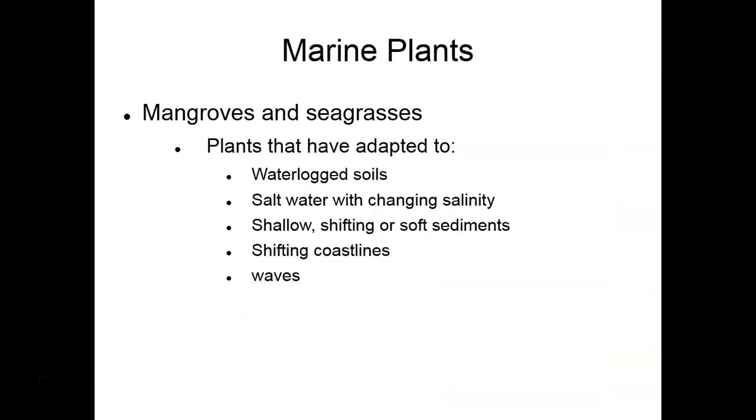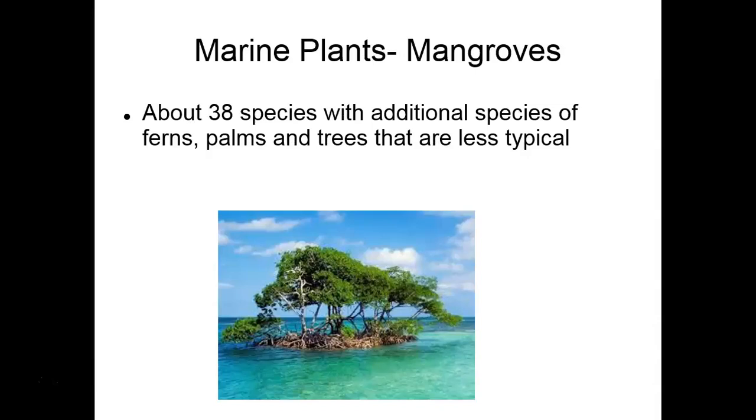There are also other photosynthesizing organisms in the ocean that are a smaller extent of productivity, but still important. Those marine plants include mangroves and seagrasses. And these are plants that have adapted to having waterlogged soils. They've adapted to changing salinity levels. Like, most plants can't live in salt water at all. They've adapted to living in shallow, shifting, or soft sediments and shifting coastlines and wave activity.